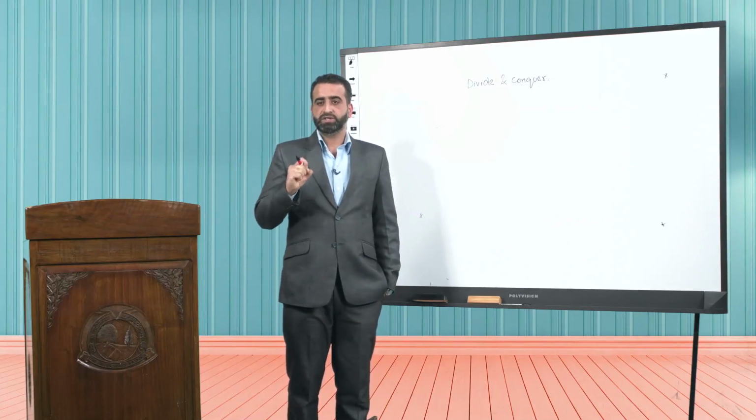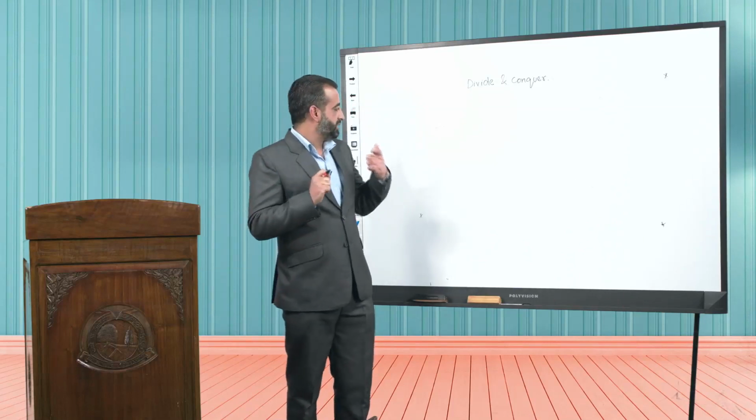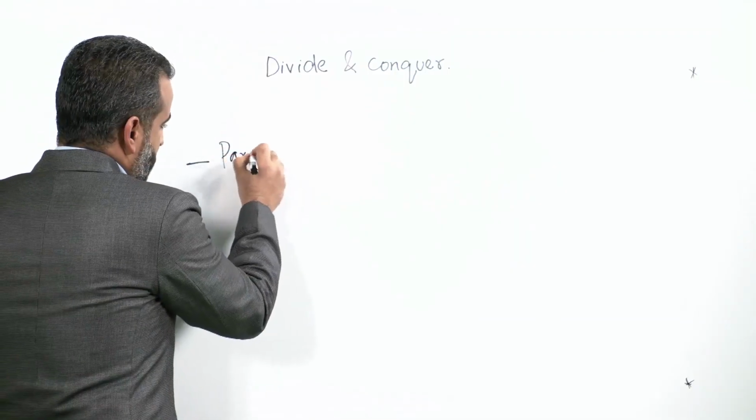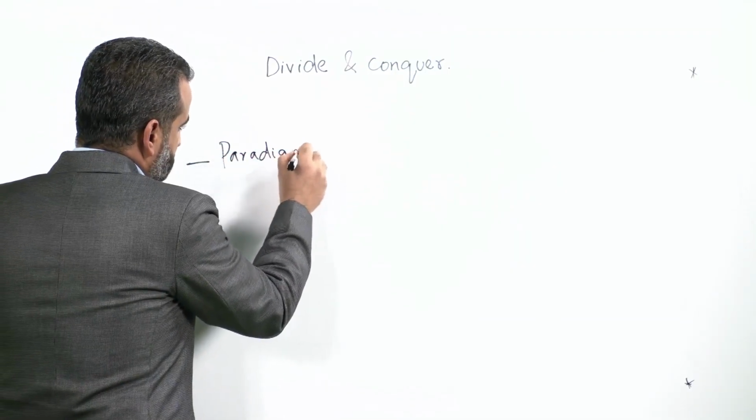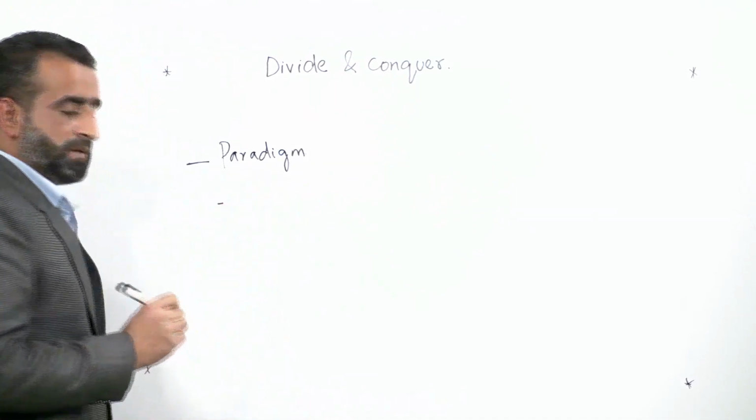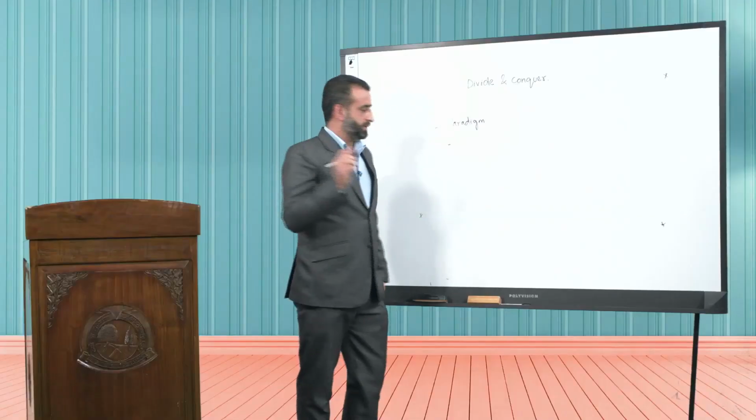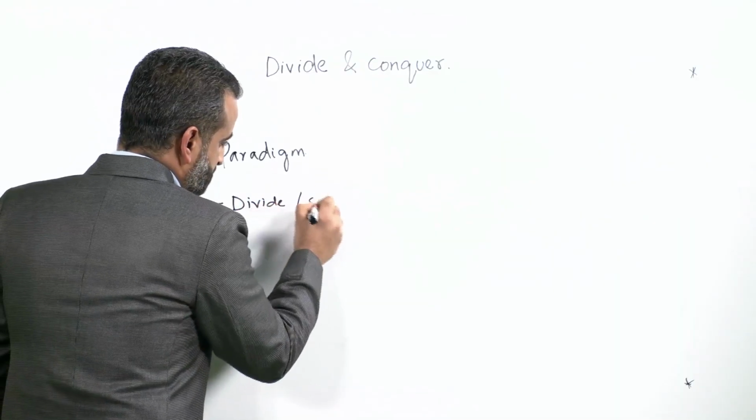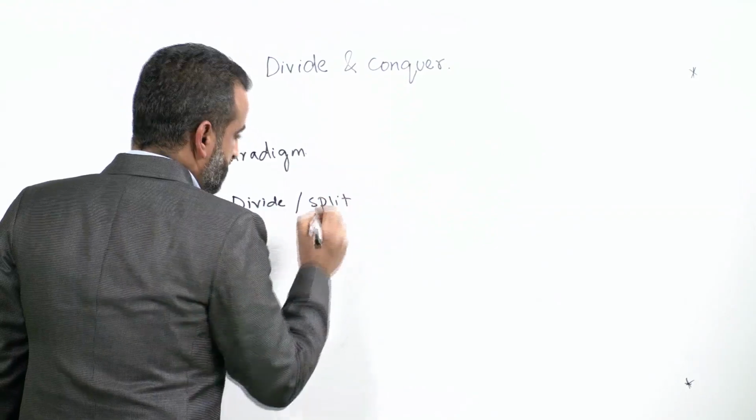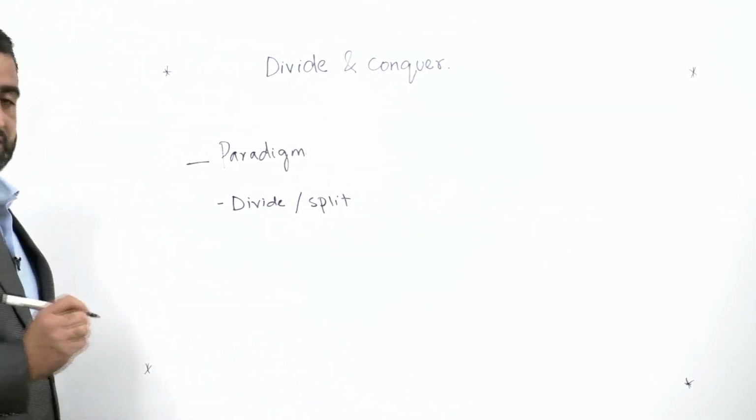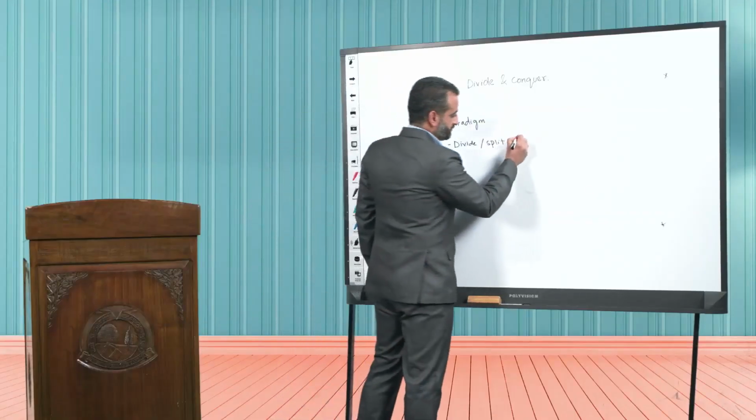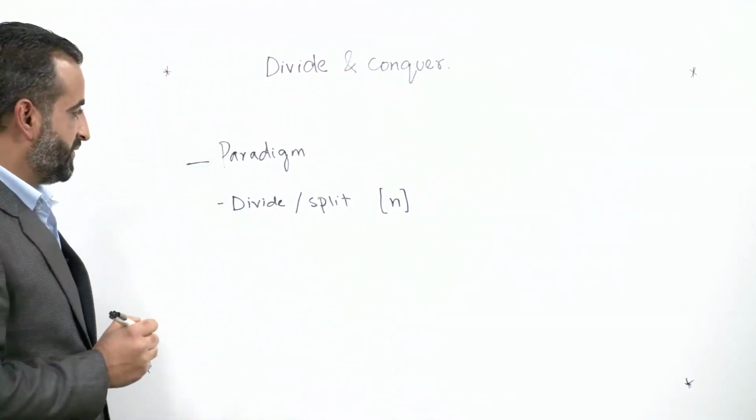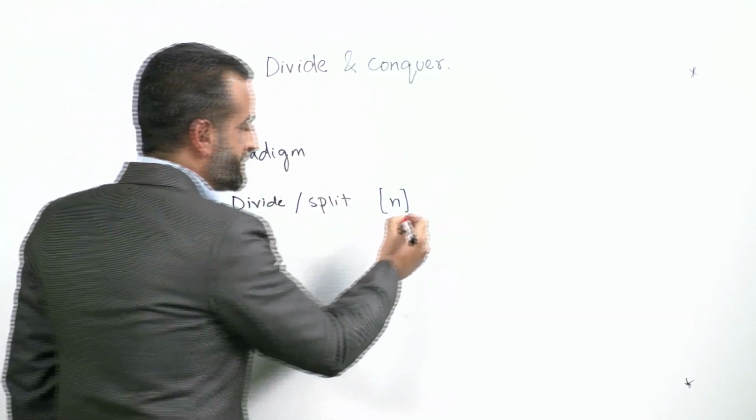At each level of recursion, the following steps need to be applied. What we call the paradigm of divide and conquer. One, we basically try to divide this problem. So you may use the word divide or split the problem. Let's assume that the size of the problem is n. So we have a problem of size n, and this problem will then be divided into a subproblems.